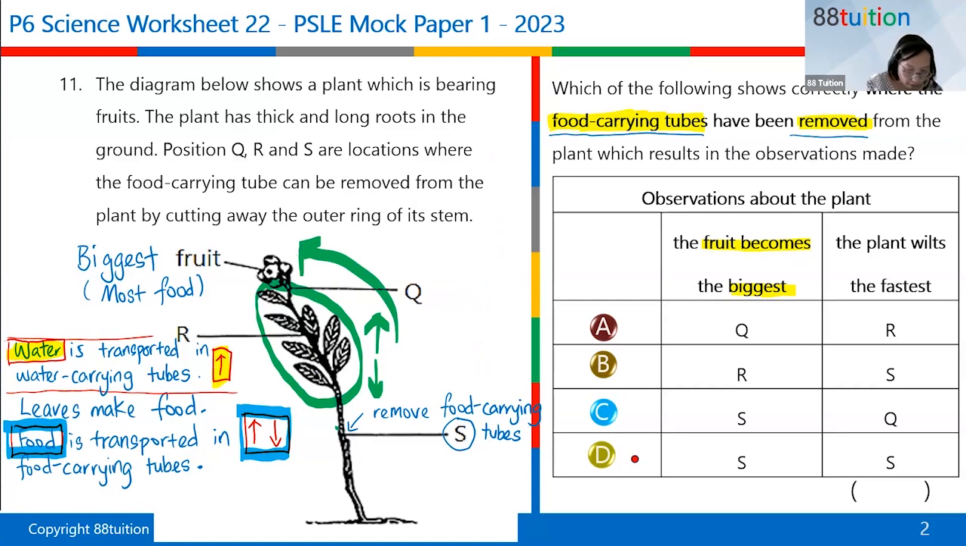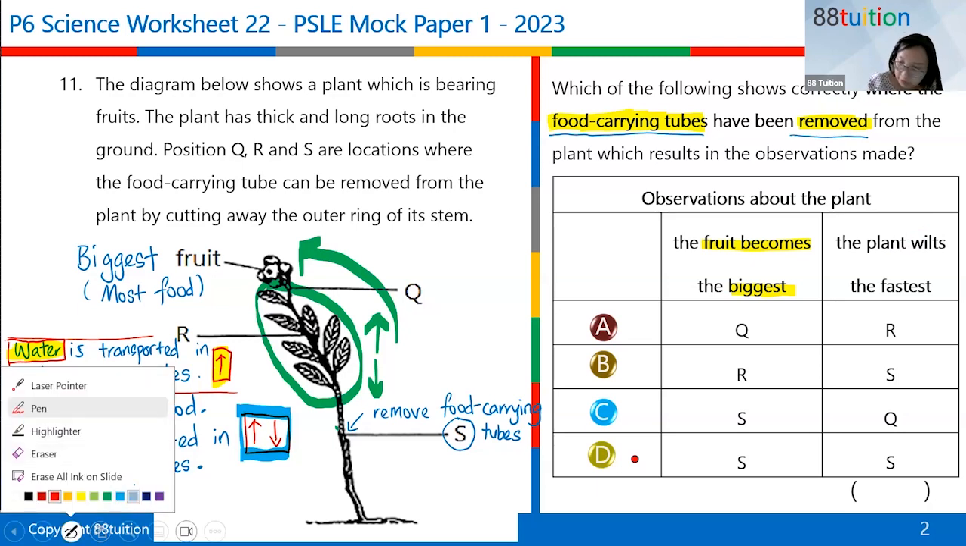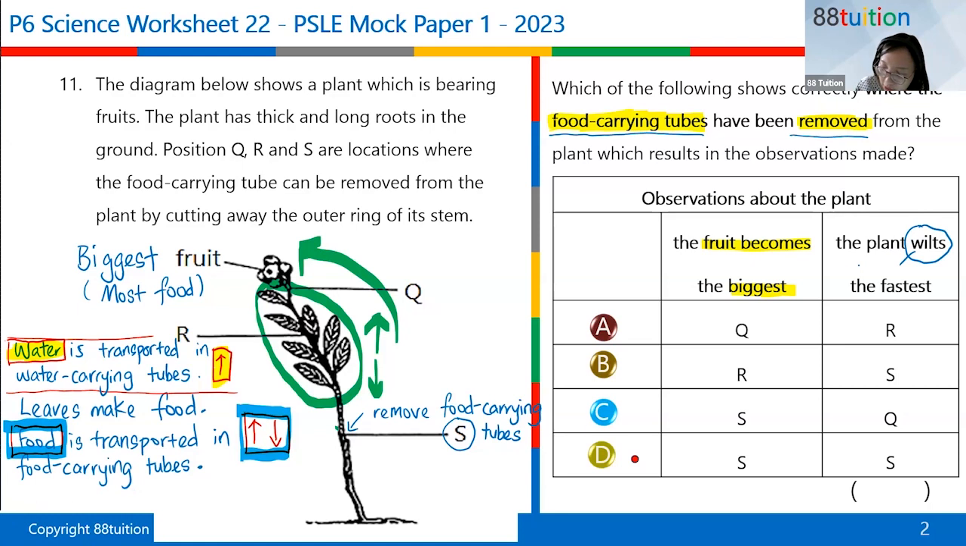Now let's talk about water. When you talk about wilting, this word wilting actually talks about water. If you don't have enough water, wilt means insufficient, not enough water. So if the plant does not have enough water, the leaves will wilt, right? So this is the water in the soil. Water in the soil is absorbed by the roots.